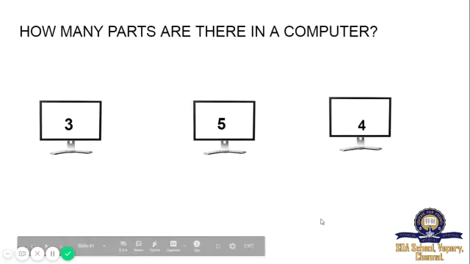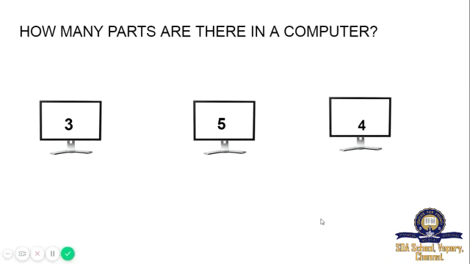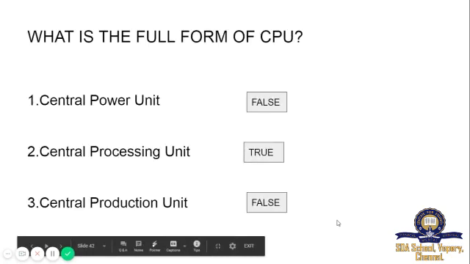How many parts are there in a computer? We read through it many times. Keyboard, mouse, monitor, speaker, CPU. So how many parts? Five parts. Okay, five is the right answer.